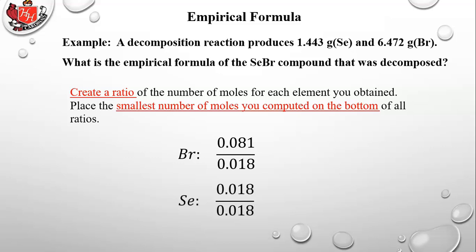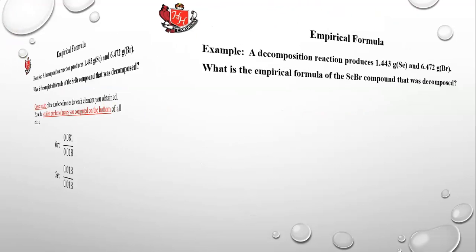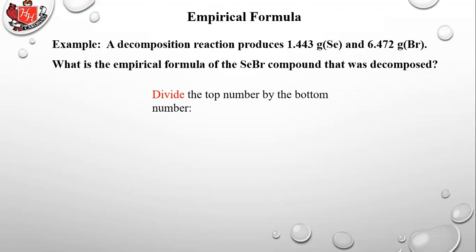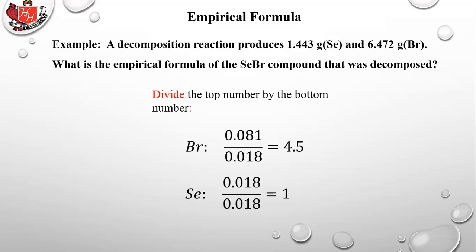Now we do the same for the selenium. And again, the smallest one is always going to be its number of moles over itself. So you create the ratio, it's always going to be 1 for the smaller number of moles. So now we just have to do a little math on the bromine. So divide the top number by the bottom number. So for bromine, 0.081 divided by 0.018 is 4.5. And for selenium, of course, the smaller one is always going to be a ratio of 1. So it's 1.